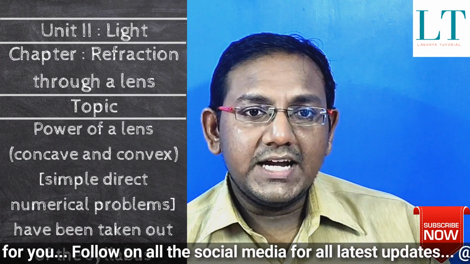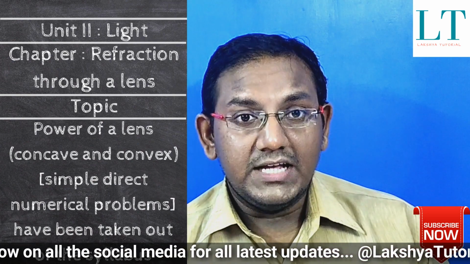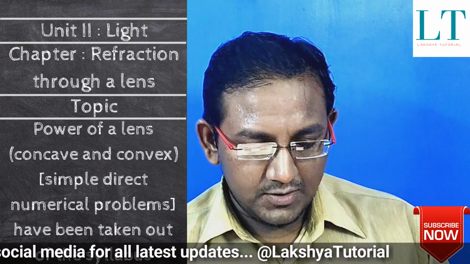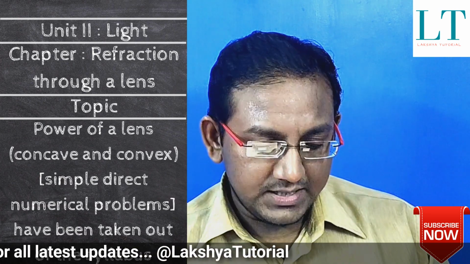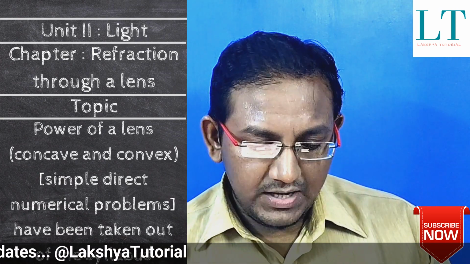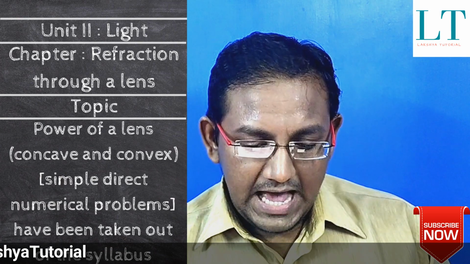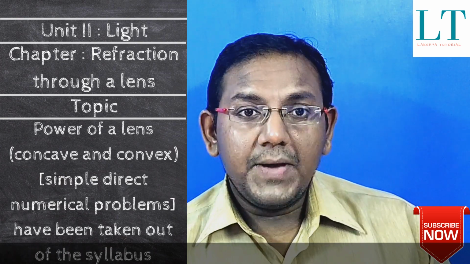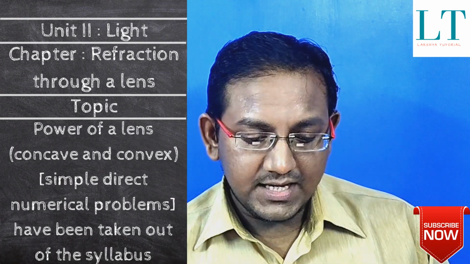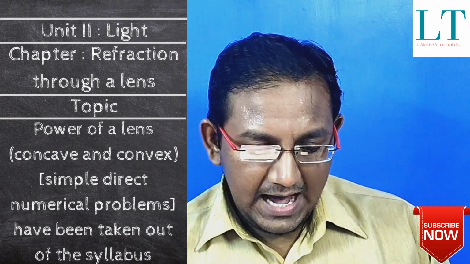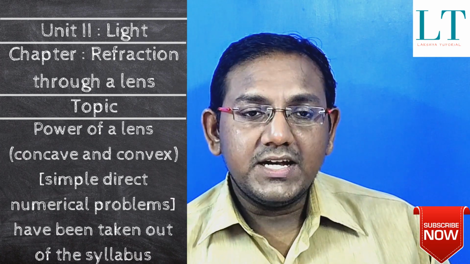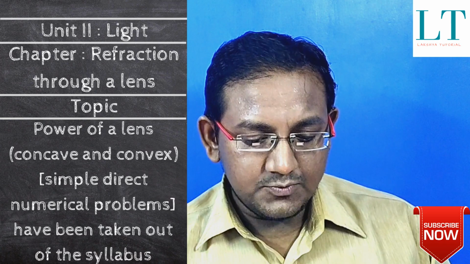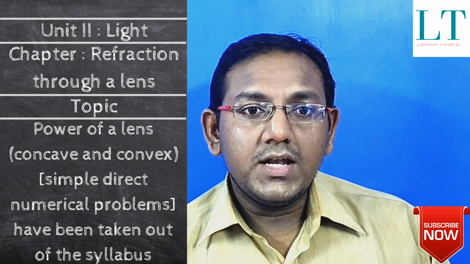Now the second topic that has been removed is power of a lens. The entire topic is not removed; there are some modifications in this topic. For power of a lens, only the definition and basic understanding based on the curvature and thickness of the lens and the application of the lens are present in your syllabus. The numericals based on this are totally removed.